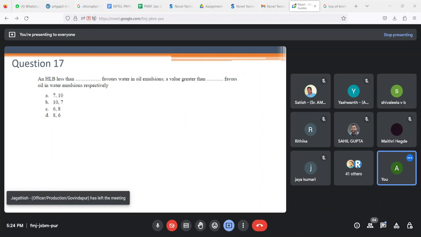So what happens when you have a very high HLB? It's hydrophile to lipophile. Hydrophile is in the numerator, lipophile is in the denominator. So what does it mean when you have a very high HLB?